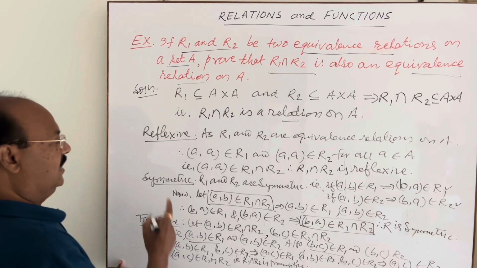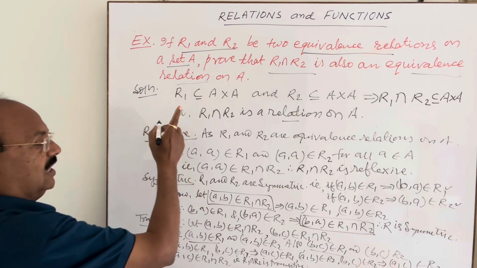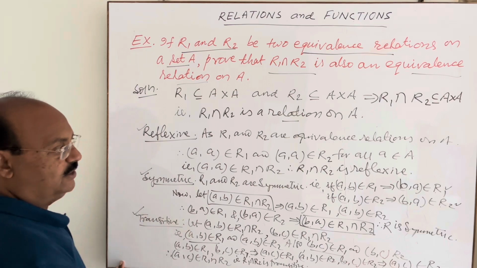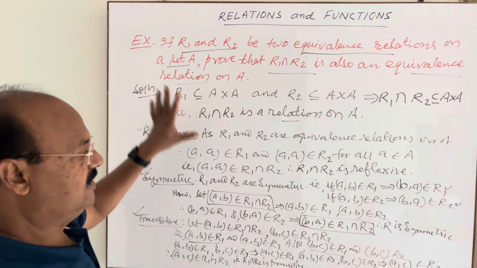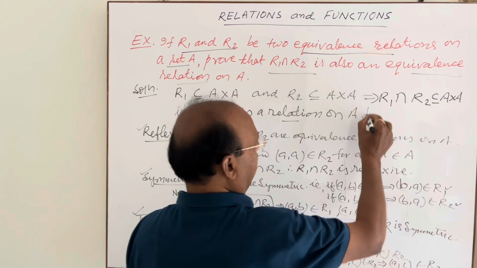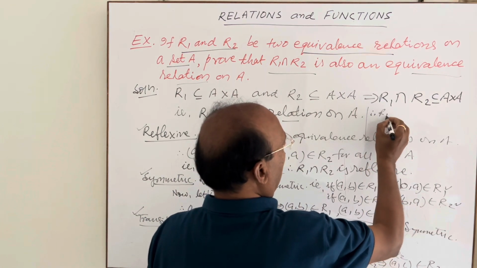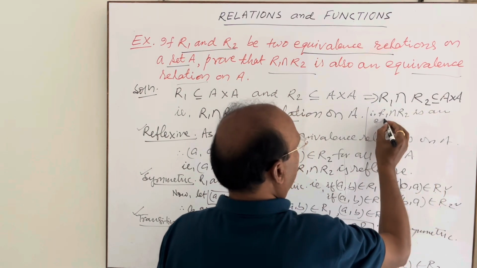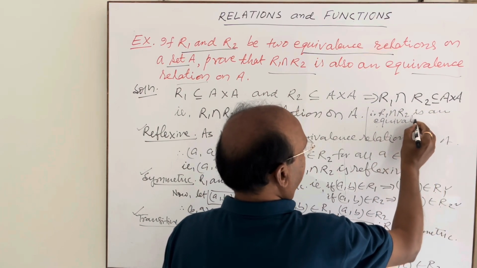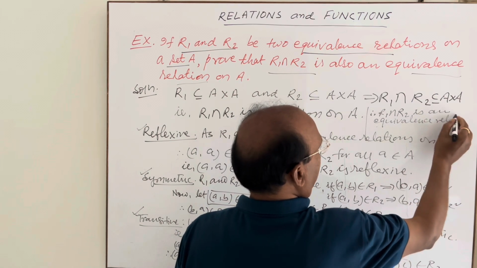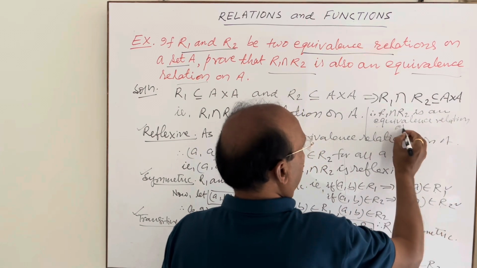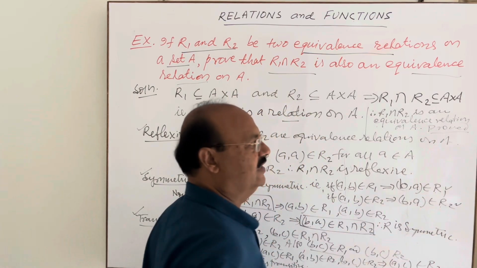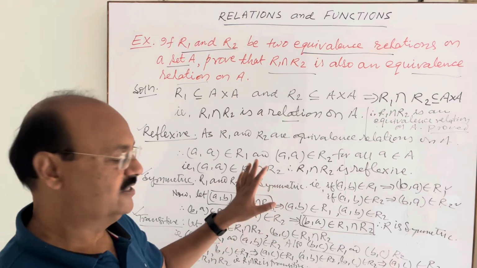So here we have shown that the relation R1 intersection R2 is reflexive, symmetric and transitive. Therefore, this relation is an equivalence relation. Therefore, R1 intersection R2 is an equivalence relation on A. So it has been proved. Very simple, interesting, and a very important question.